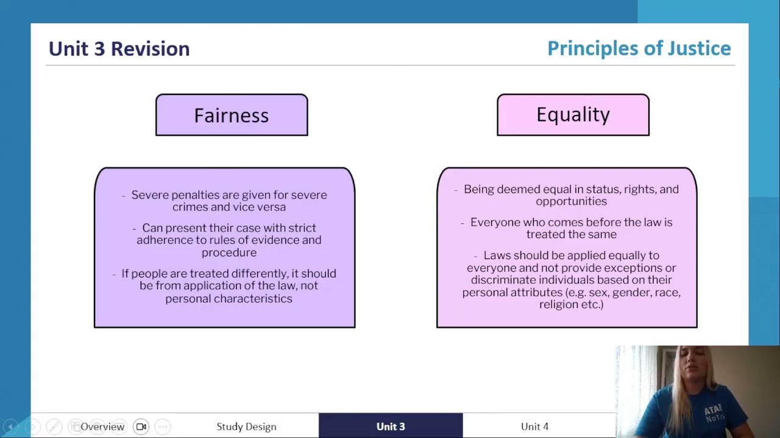Now, equality, so things like being deemed equal in status, rights, and opportunities, and laws being applied equally to everyone, and not providing any exceptions or discrimination based on personal attributes. Everything is the same for everyone.